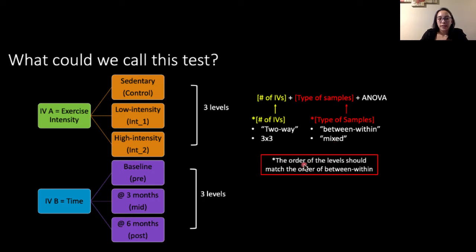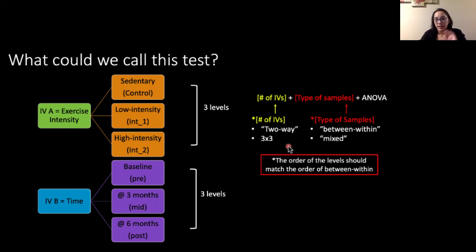It is important to note that the order of the levels should match the order of between within. So if you're using the level by level and the between within descriptors, the first level that you mention should match the between subject factor, and the second level you list should match the within subject factor. For this one, 3x3, it doesn't end up mattering because you have 3 levels of each.